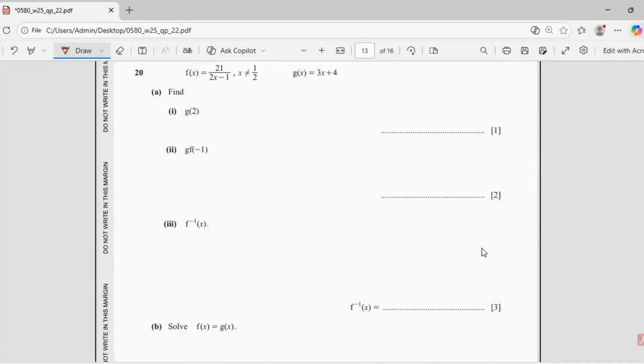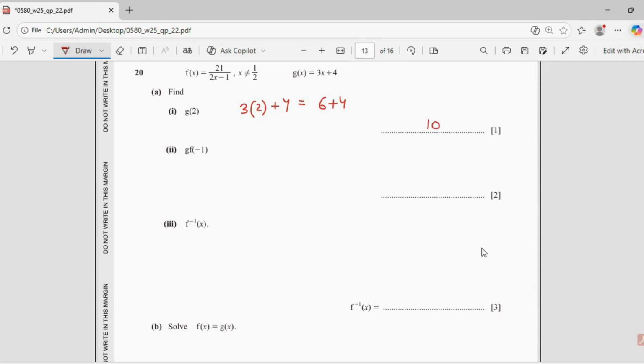Next question is f(x) is given and g(x) is given. We have to find g of 2, that means 3 into 2 plus 4, which is 6 plus 4, that is 10.